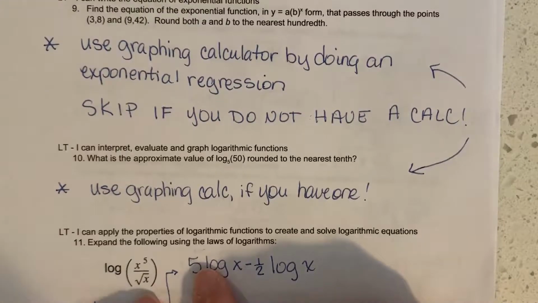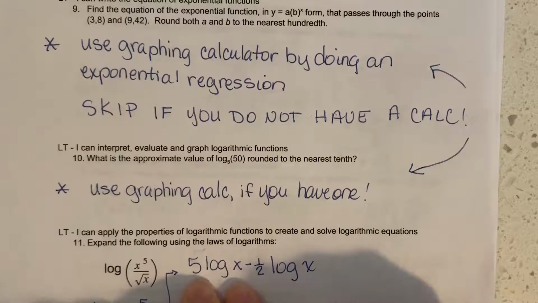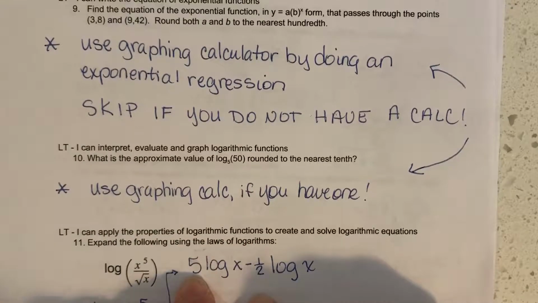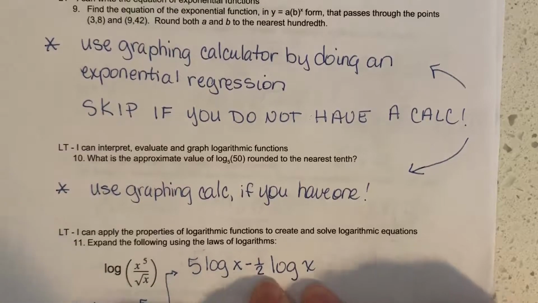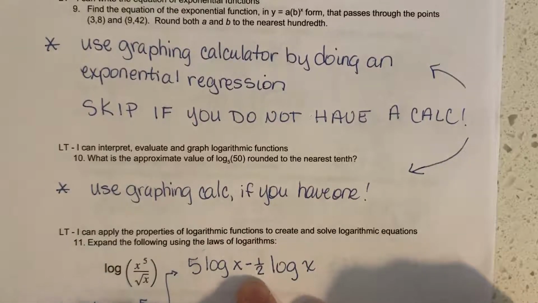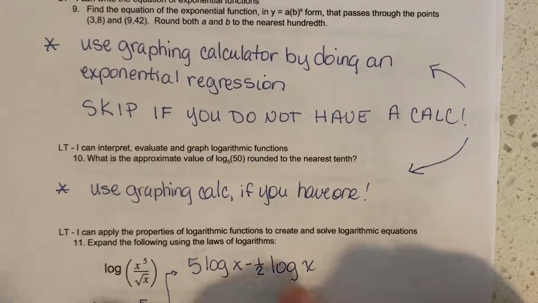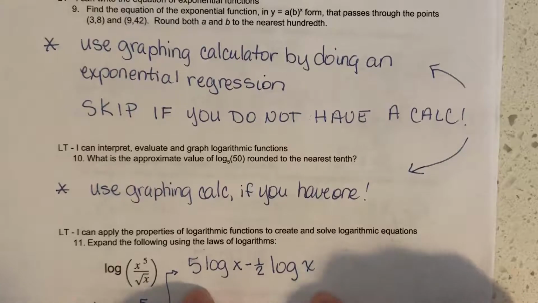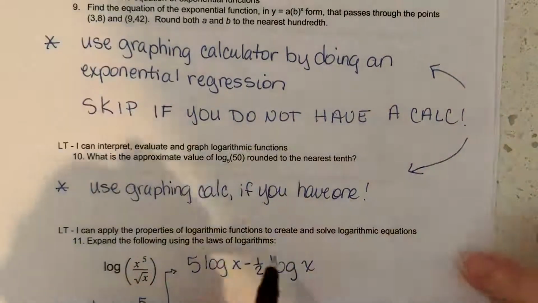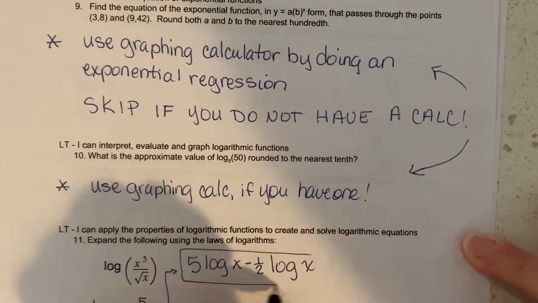Now, the next law says that if it's an exponent, you can roll it to the front. So log x to the 5th, the 5 rolls to the front and becomes 5 log x minus, same thing here, the 1/2 exponent comes to the front and you get 1/2 log x. So this is the final answer, and I could circle that. So this is your final answer.